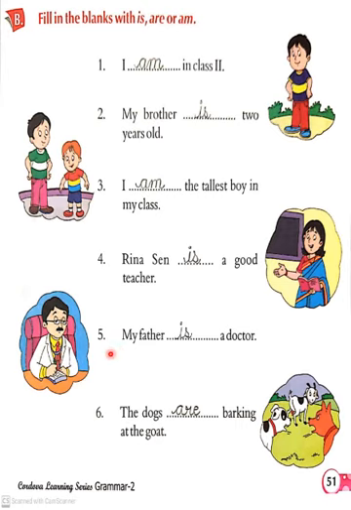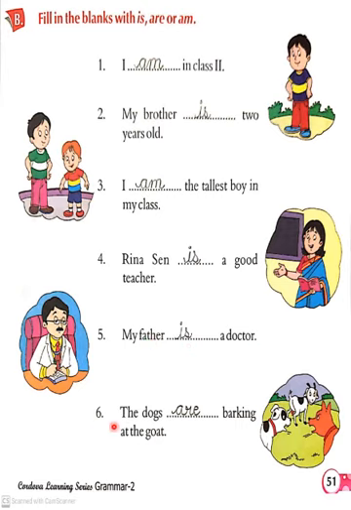Fifth, my father dash a doctor. My father. Father, how many? Only one father. It's not fathers, it is father. So when we are talking about one, we are going to use is. My father is a doctor.